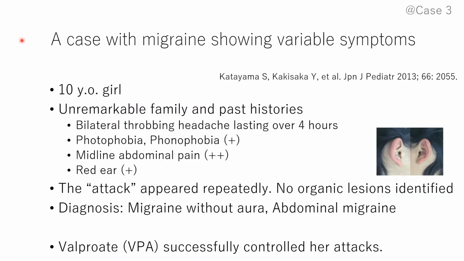The third case is a case of migraine showing variable symptoms. This girl had the following episodic symptoms: bilateral throbbing headache lasting over 4 hours, accompanied with photophobia and phonophobia. The patient also had a severe midline abdominal pain and a red ear, shown here. This attack appeared repeatedly, and no organic lesion was identified by the evaluation. The patient's diagnosis is migraine without aura and abdominal migraine. She was tried on several medications, all of them ineffective, but valproic acid successfully controlled her attacks.